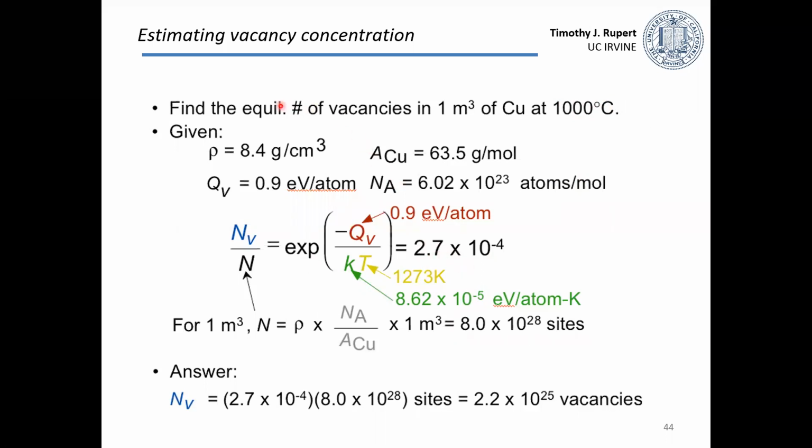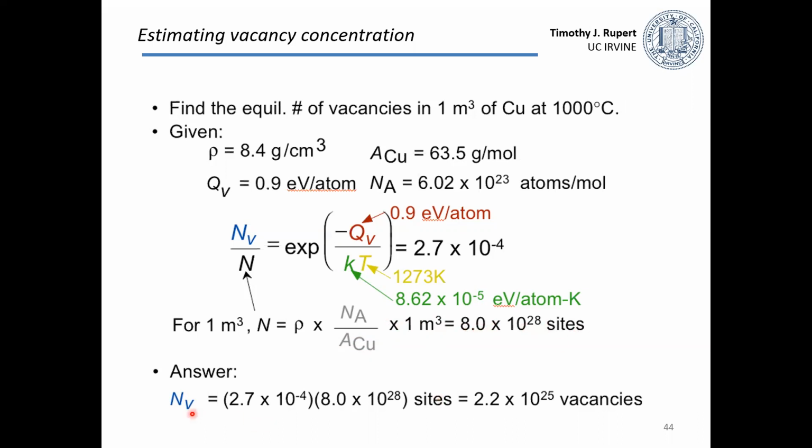The question actually asked you for the number of vacancies. So what I need to do is solve for this n sub v here. And to do that, I need to figure out, well, how many atoms are in 1 meter cubed of copper? So to do that, I can basically just take my different descriptions. It's the density multiplied by Avogadro's number divided by the atomic number times the volume. And I'll end up with a total of 8 times 10 to the 28 sites.